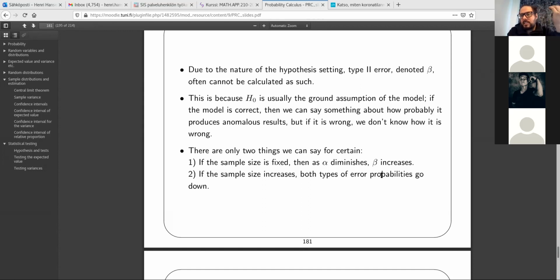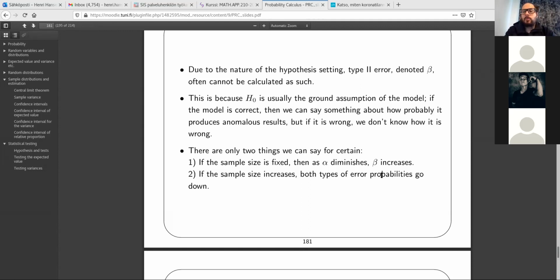Because if you set the risk level to 0, then nothing will pass the test. So you have to set it somewhere. And the lower you set the bar, the greater the risk of accepting the null hypothesis when in fact that null hypothesis is false. The good news is if you increase the sample size, then both types of error probabilities go down. So if you set the alpha very low, then you make sure that your sample size is very big.